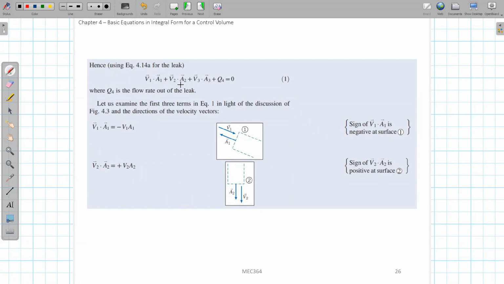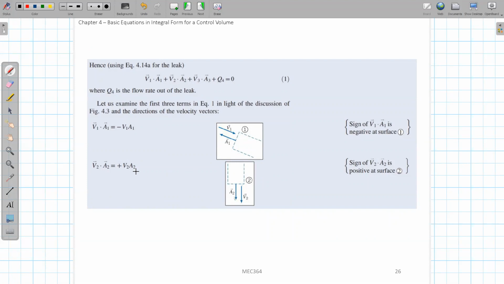For the second term, this is the exit part at location 2. In this case, the area direction is always the surface normal direction, pointing toward the outside, so it goes in this direction. Because the flow is flowing out, it is also going this way. So both the area and velocity are in the same direction. When you do the inner product, the dot product between them, you get a positive value, right?